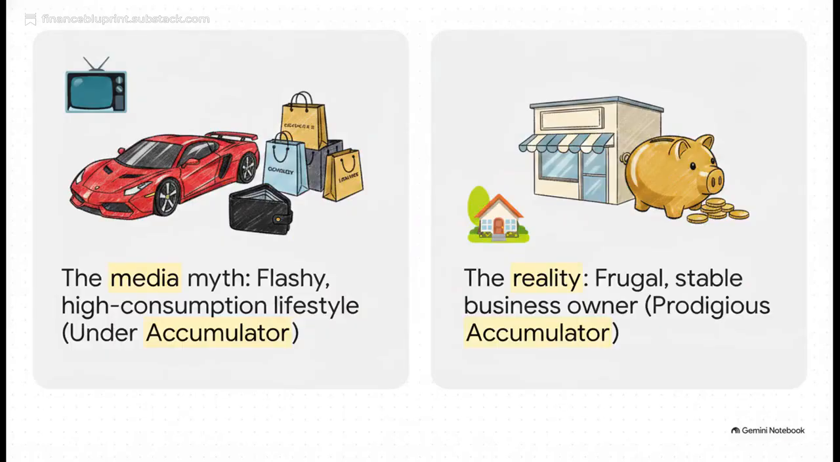Now, what's really interesting about this slide is that the flashy, high-consumption lifestyle you see on TV is actually characteristic of what they call an under-accumulator of wealth. These are people who might pull in a really high income, but they literally spend it all just to look rich. The reality of the self-made millionaire, the prodigious accumulator, is honestly far less glamorous. They're highly frugal, they usually run a pretty dull but stable business, and they probably live right next door in an average town to people with just a fraction of their wealth.